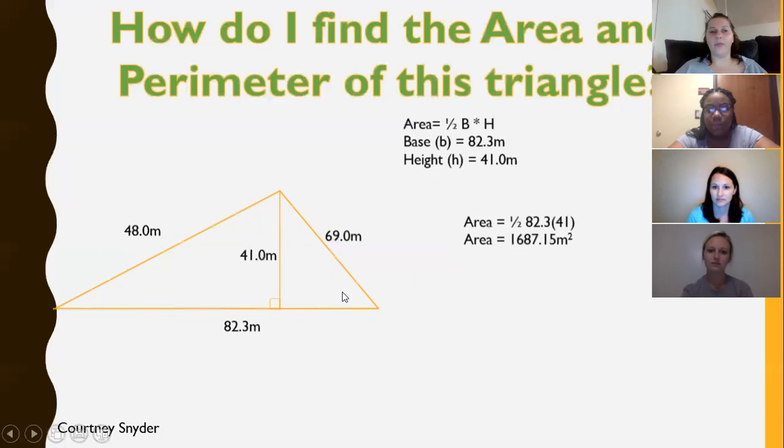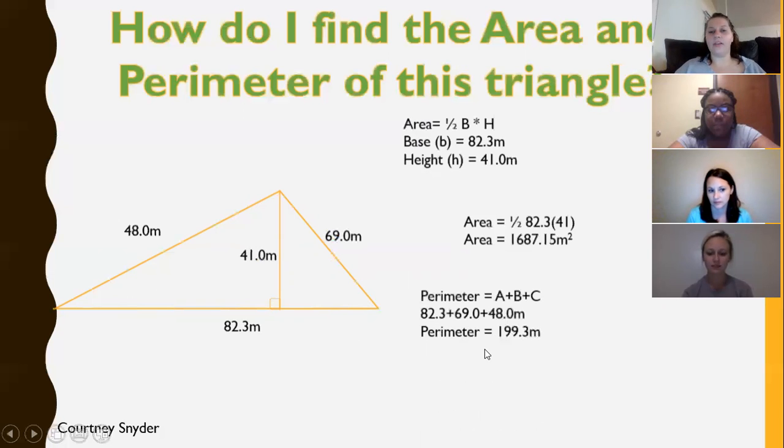Now to find the perimeter, we don't need this middle number that is in our height. What we're going to do is add all 3 sides together. So perimeter equals A plus B plus C, which is just the 3 sides of the triangle. When we add all those together, our perimeter is 199.3 meters.